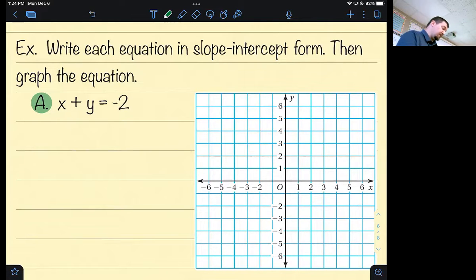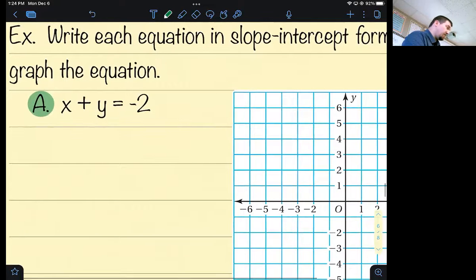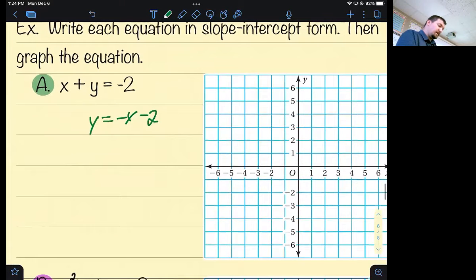But this one's pretty simple to use the intercepts or use slope-intercept form. If I'm using slope-intercept form here, I just subtract the x over and get y equals -x minus 2. Martin, what is my y-intercept in that equation? Good. And if I said that my slope is negative, well, what is my slope? -1. Does that mean go up 1, right 1? Or does it mean go down 1, left 1? So it doesn't mean either of those.